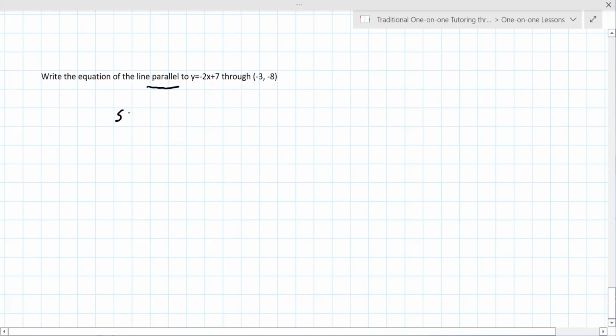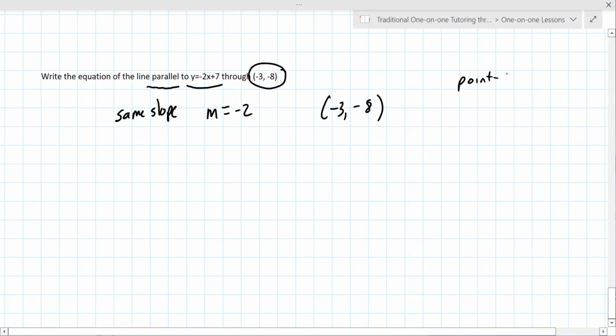Okay. Parallel means same slope. What is the slope of that line right there? -2. Slope is -2. If it's through this point, that's your point, -3, -8. And we want it in point slope form. y minus y1 equals your slope, x minus x1.